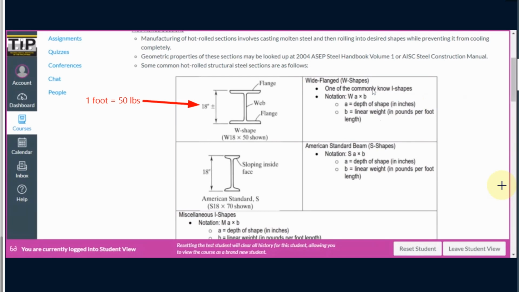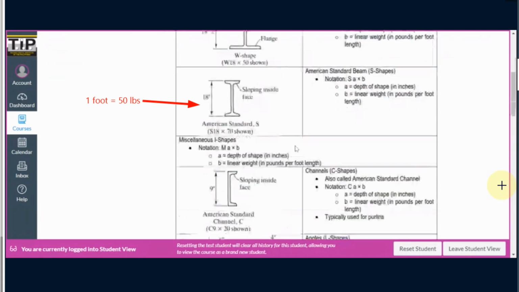Okay. So then we also have some miscellaneous I shapes, the I shapes that do not usually belong to these two. So we usually name them as M, and the nomenclature of the section is also the same as that of the I beams and the other I shapes.